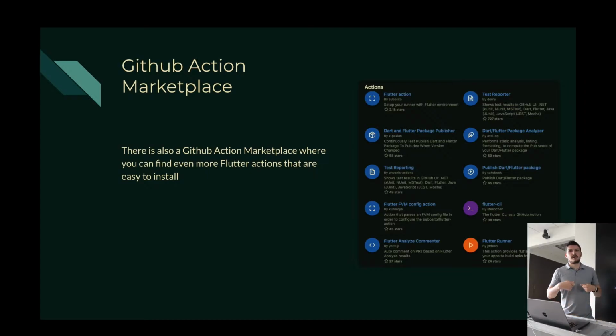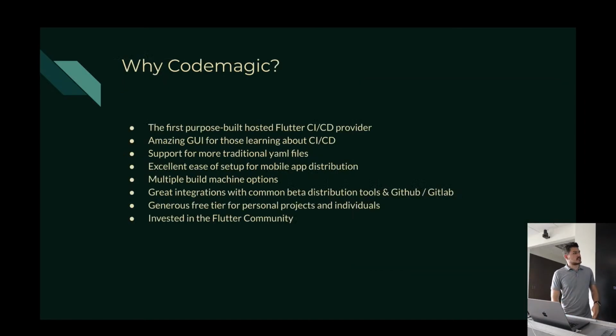Also, for actually publishing to the app stores, you have to go and get service accounts or API keys for the two stores to have access on a server to submit and upload those. So again, let's go over why we've chosen Codemagic for our solution. And like we said at the beginning, it's the first purpose-built Flutter CI/CD provider. They have an amazing GUI for learning about CI/CD. They still support more traditional YAML files. So just like you saw in GitHub Actions, if you want to use a YAML editor to do something very custom, you can still do that on Codemagic.